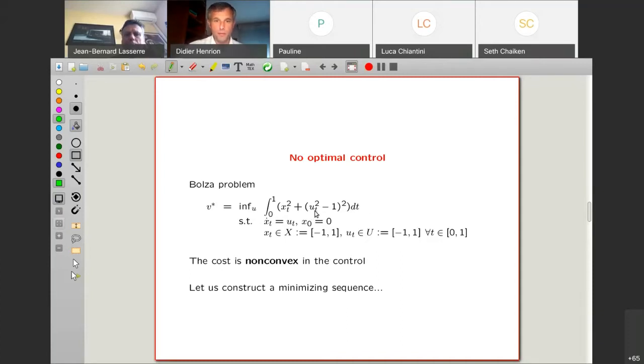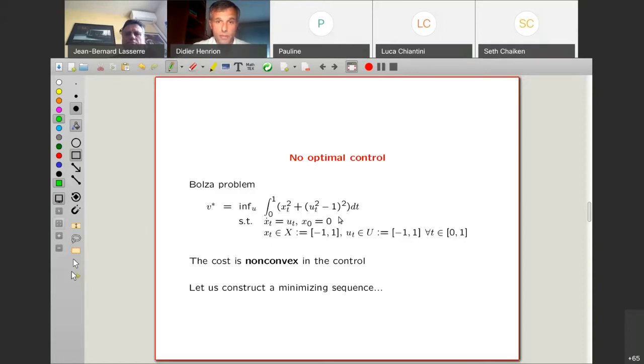You see in particular that this integral cost is non-convex in the control signal. As a function of u, it is a non-convex function. It's a polynomial sum of squares, which vanishes at plus and minus 1. And in the middle, at 0, it is equal to 1. So it's a non-convex degree 4 polynomial.